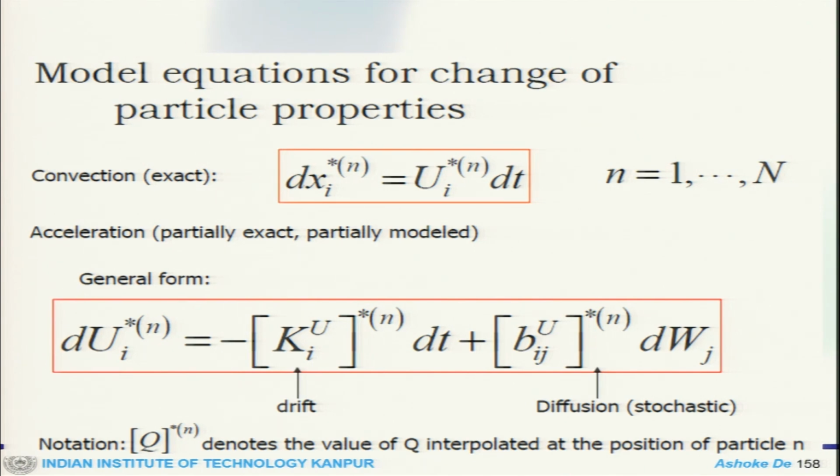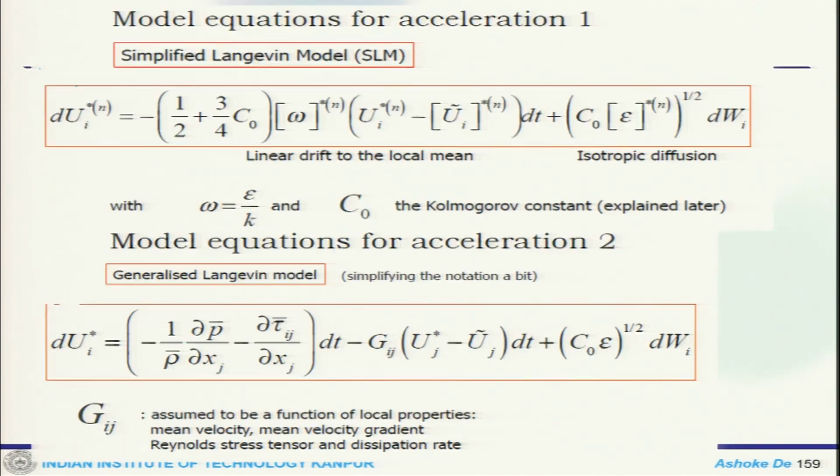So, they will react to all these different phenomena occurring in the particle framework. Now, the model equation for the change of particle properties. First, there is the convection of the particles, so the displacement can be estimated for an individual particle as ui times dt. Then we have the acceleration part, which is partially exact and partially modeled. The general form of the change of velocity is because of the drift and the diffusion. This is the Wiener process, which is completely stochastic, and the drift can be estimated using different stochastic models.